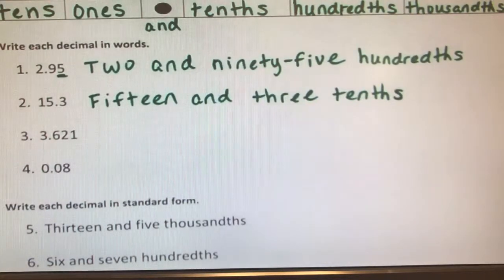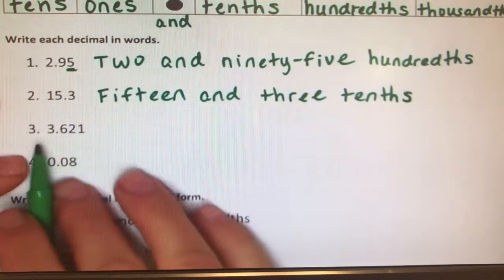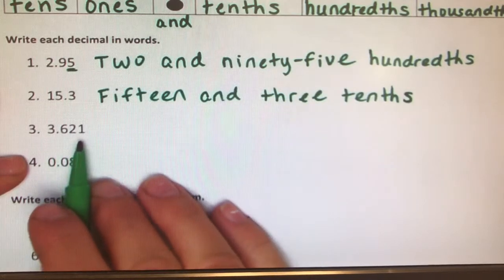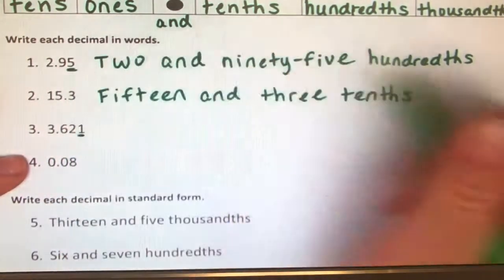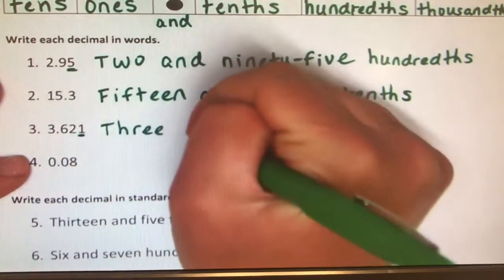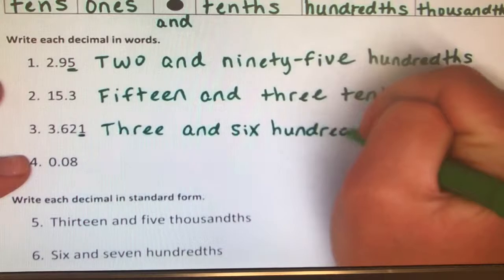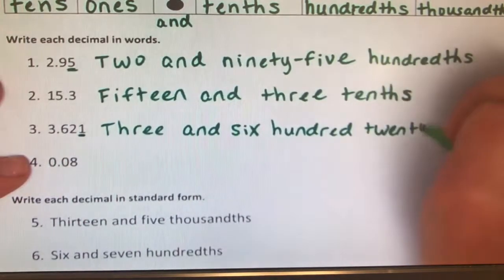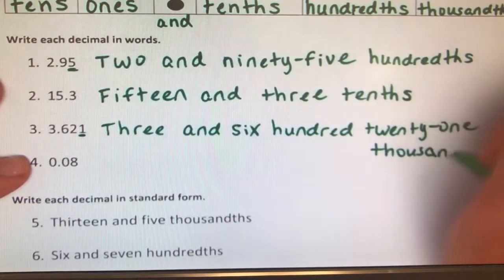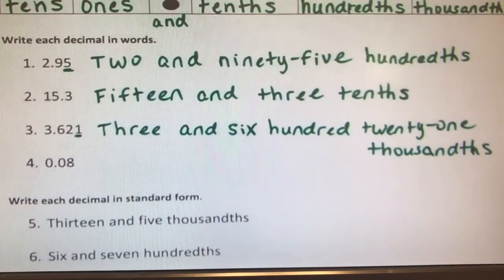Okay. On number 3, we have a 3 in the ones place. So 3 and what? 3 and, read the number as you normally would. 621 what? The 1 is in the thousandths place. So we read this as 3 and 621 thousandths.